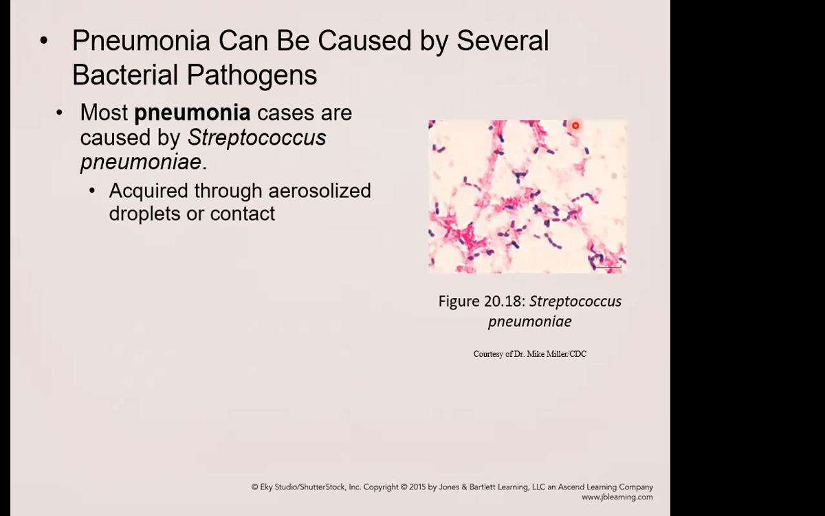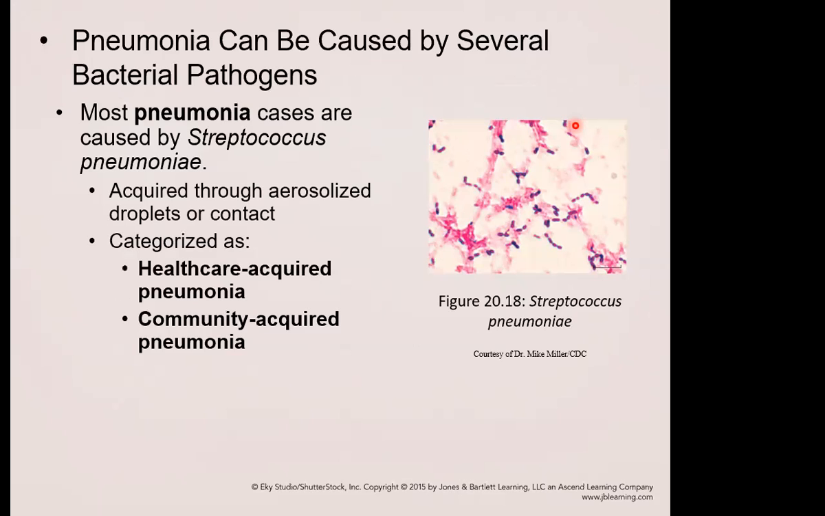Most pneumonia is going to be caused by Streptococcus pneumoniae. Again, by contact with people or fomites or breathing in respiratory droplets. And so we can have healthcare-acquired pneumonia or community-acquired pneumonia, depending on where you're picking up the infection.